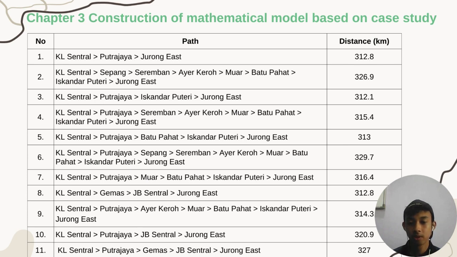For the 11th path, KL Central to Putrajaya to Gemas to JB Central to Jurong East. The total distance for the 11th path is 327 km. Okay, next we will present our coding.